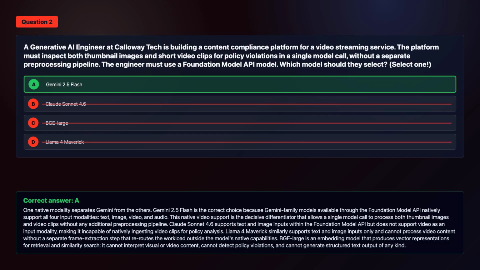Claude Sonnet 4.6 supports text and image inputs within the Foundation Model API, but does not support video as an input modality, making it incapable of natively ingesting video clips for policy analysis. Llama 4 Maverick similarly supports text and image inputs only, and cannot process video content without a separate frame extraction step that reroutes the workload outside the model's native capabilities. BGE Large is an embedding model that produces vector representations for retrieval and similarity search. It cannot interpret visual or video content, cannot detect policy violations, and cannot generate structured text output of any kind.